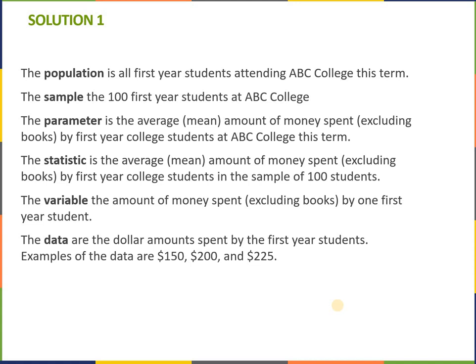The variable identified in this specific situation is basically the amount of money spent, excluding books, by one first-year student. So that is our variable. What results from that variable is what we call the data. So if you collect some data from, let's say, 3 students and they spent $150, $200, and $225 respectively, then these amounts are an example of data.